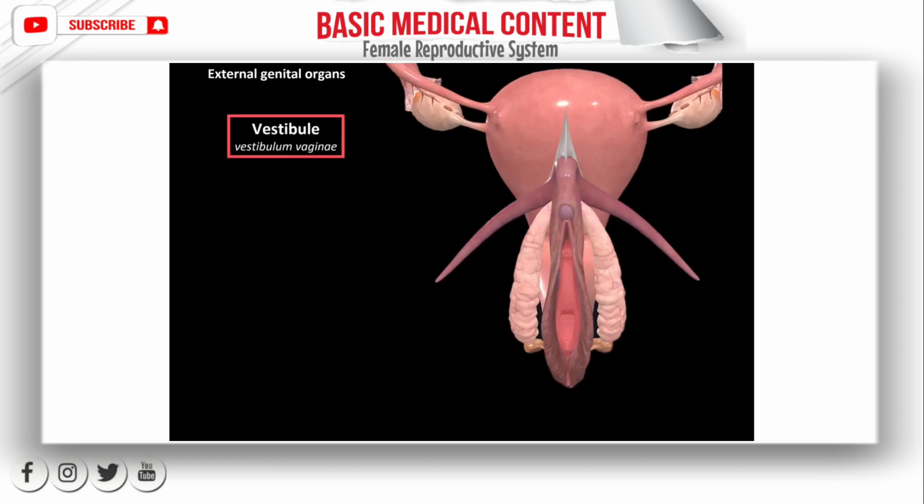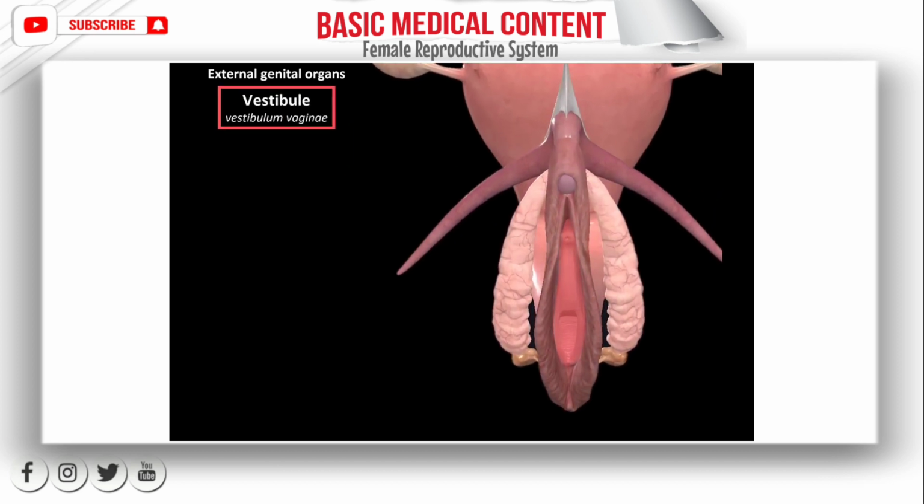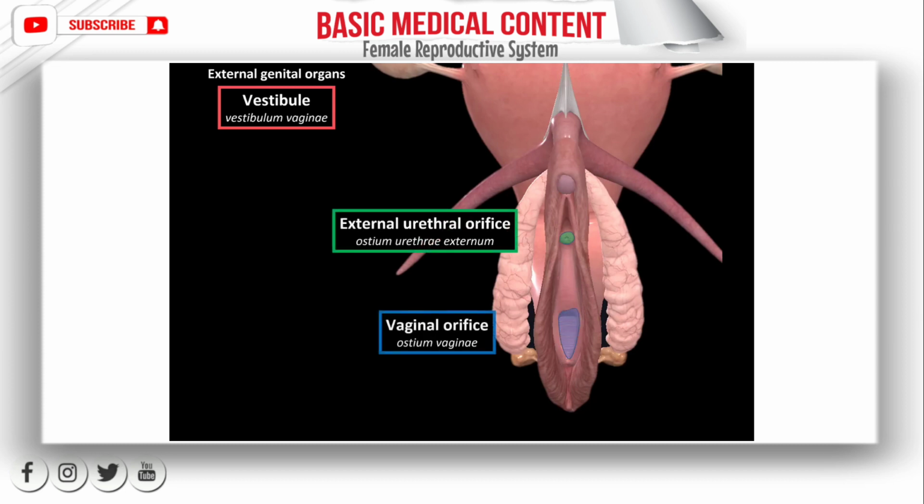So let's go ahead and start with the vestibule first. The vaginal vestibule is an area bordered by the labia minora, and within the vaginal vestibule, you will find the external urethral orifice coming from the urinary bladder, and the vaginal orifice, which leads into the vagina. You will also find the lesser vestibular glands, which help secrete a substance to lubricate the urethral opening. This substance is also believed to act as an antimicrobial as well.